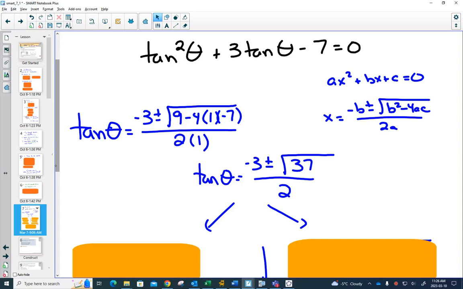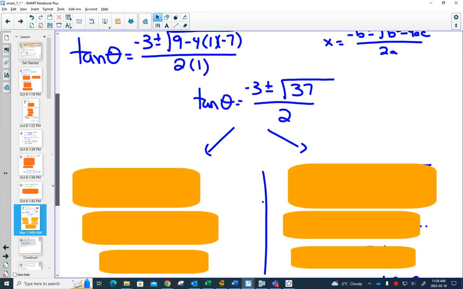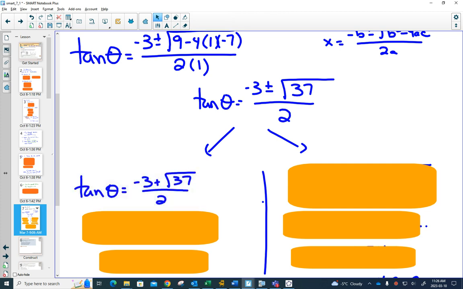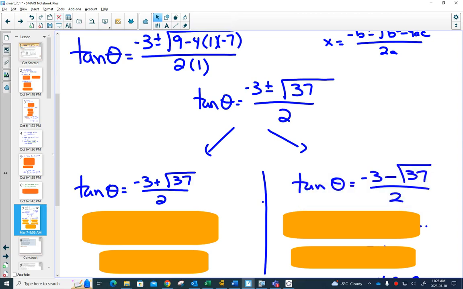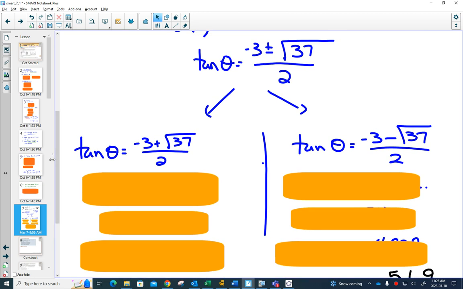Next, and this is going to happen with any solving trig equation, you'll probably start by solving between 0 and 2 pi. So I split this up because we have one answer with the plus sign, one answer with the minus sign. So for both of these, we need to find our reference angle, use our cast rule, and solve for theta. So we'll do the one on the left first.